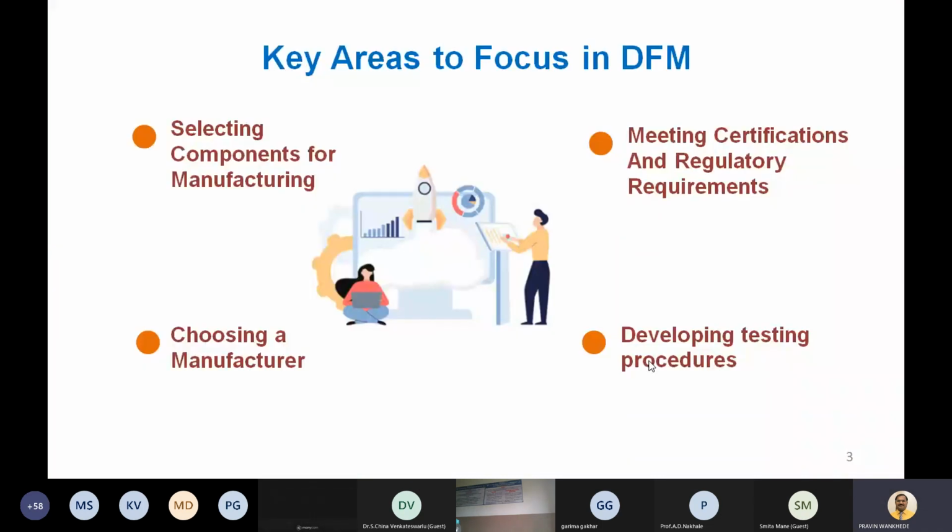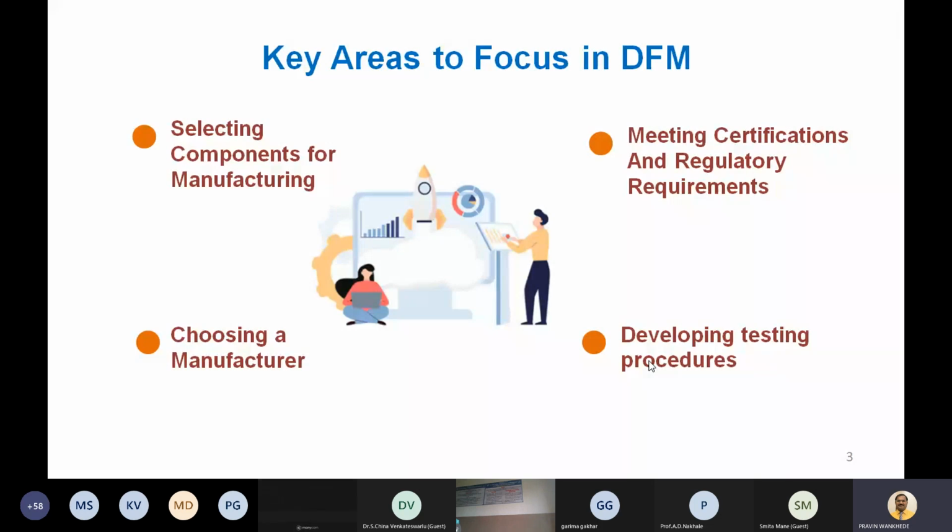So we'll see what the different key areas to focus on in the DFM are. Generally, at the time of developing your product, we don't think about all these criteria, but at the time of DFM, we have to. The first is selecting components for manufacturing. The other is choosing a manufacturer, then meeting all the certifications and regulatory requirements of your product, and then developing a testing procedure, or we can say developing an assembly line to launch your complete product. So all these aspects we have to think about in the DFM.